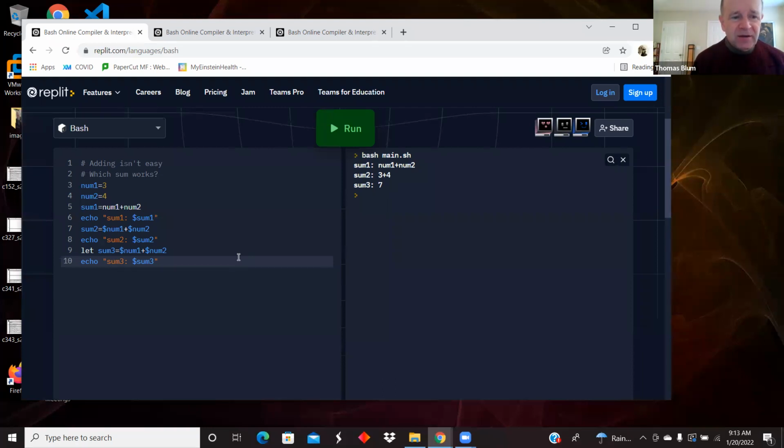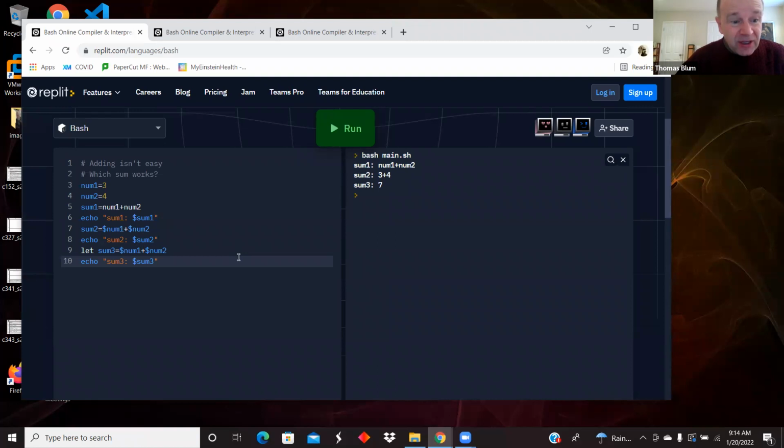In 5, we have sum1, where this is a new variable, and we are setting it equal with no spaces. So this is a proper assignment statement of num1 plus num2, but without the $ signs, it does not know to substitute in values, and so it just treated it as text. And so that's what we see. Sum1 was just literally written out num1 plus num2.